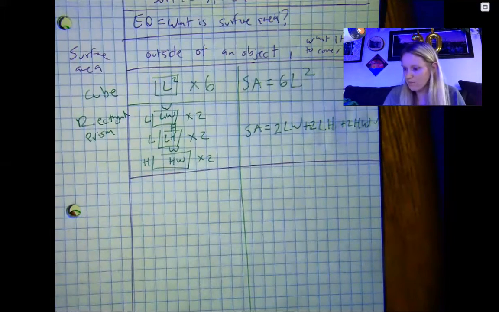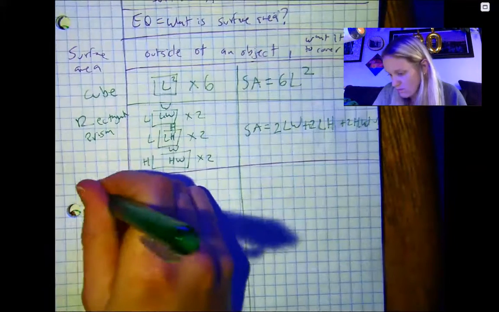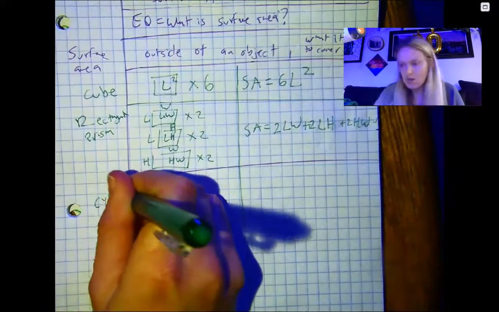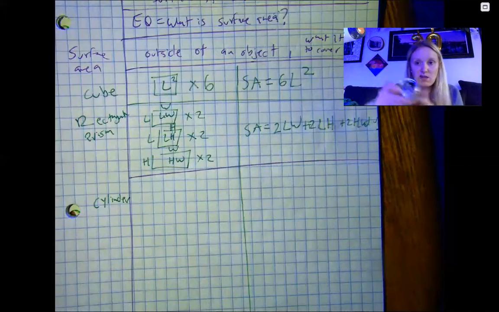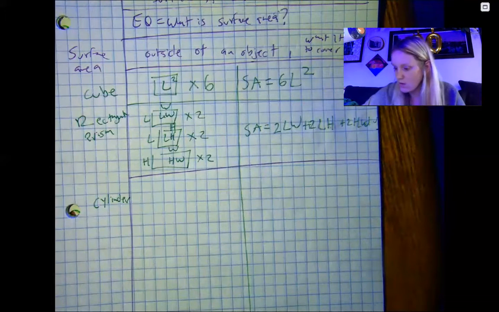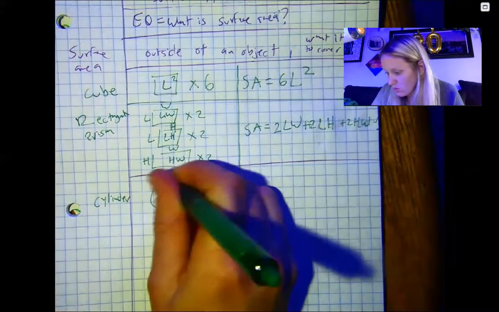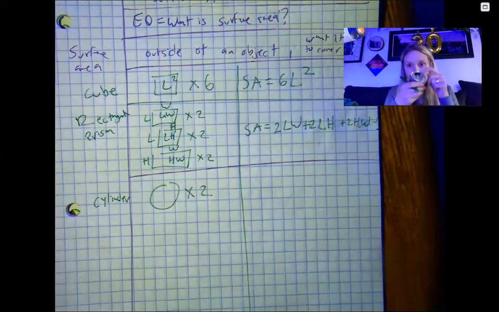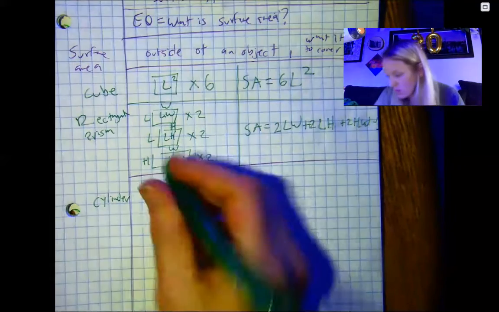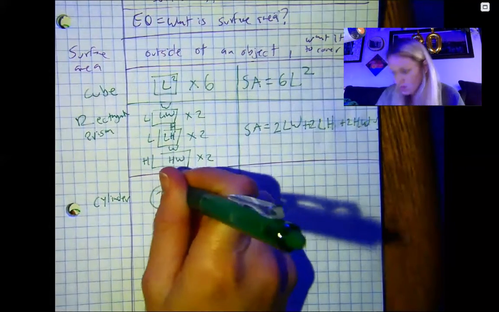Cylinder, okay? Cylinder, circle. Okay, a cylinder is like this can, okay? This can is made up of 2 circles that are identical, top and bottom. So you're gonna have your circle times 2, okay? So you're gonna have to find the area of the circle twice. And the area of a circle is pi times radius squared.